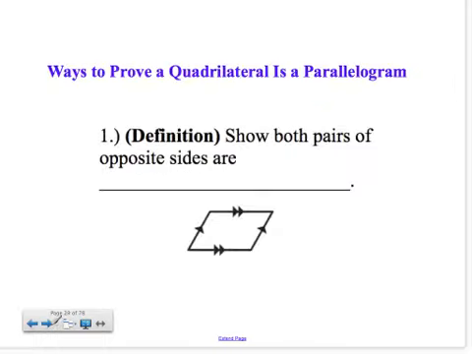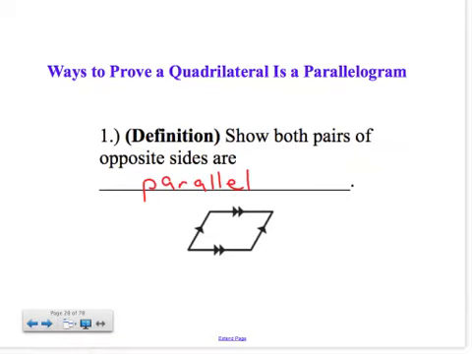Okay, so as we go forward, there are a few different ways to prove that a quadrilateral is a parallelogram. The first one is to show that both pairs of opposite sides are parallel. We talked about this already in class yesterday. That's what it means to be a parallelogram. So if I can prove that the opposite sides are parallel, then that is enough to conclude that the figure has to be a parallelogram.